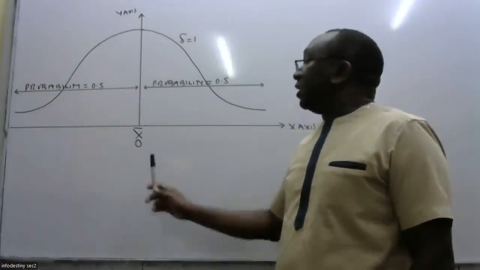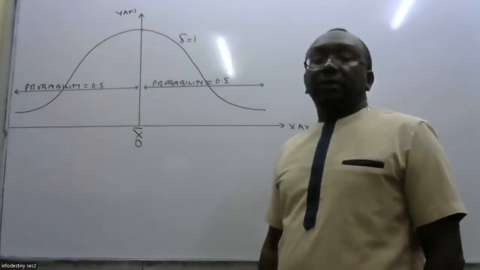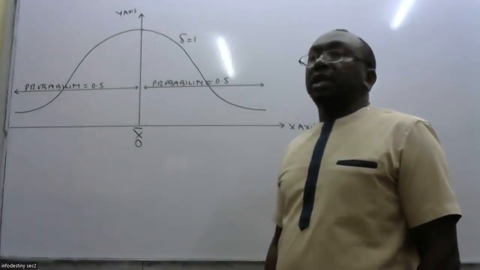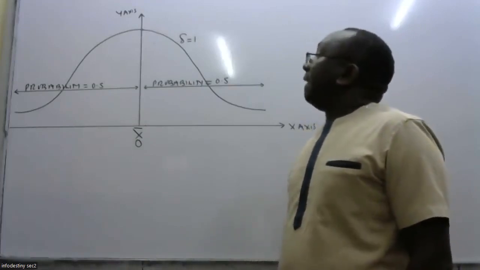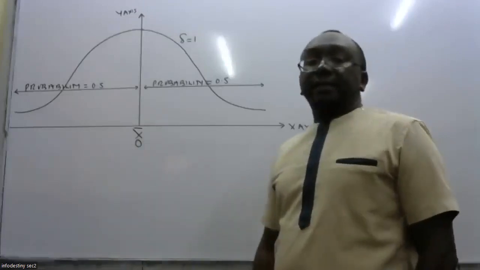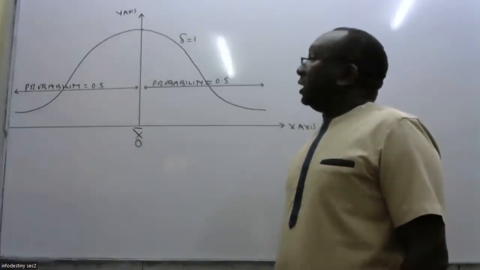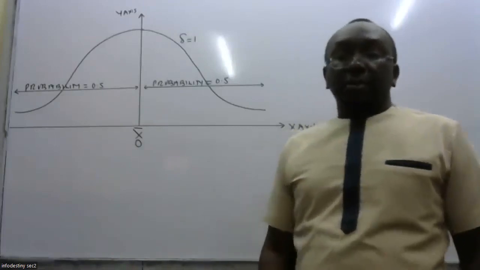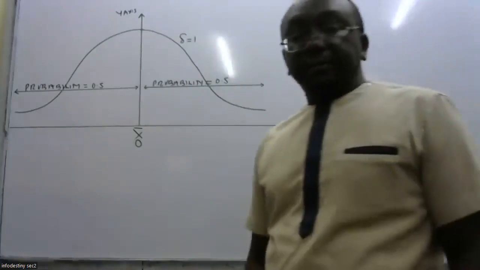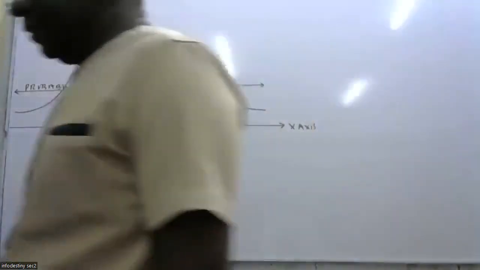Now, once you have the value of Z, it is the one that we use in the normal tables to be able to tell the probability of the interval between X bar and Xi. So that is what I want us to do. So let me wait for Janet to finish drawing so that we can get to the past papers. So get your past papers ready.